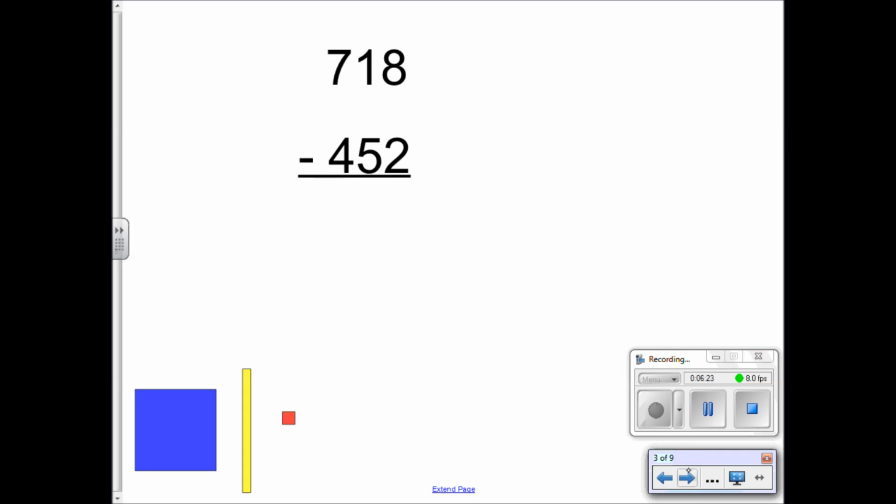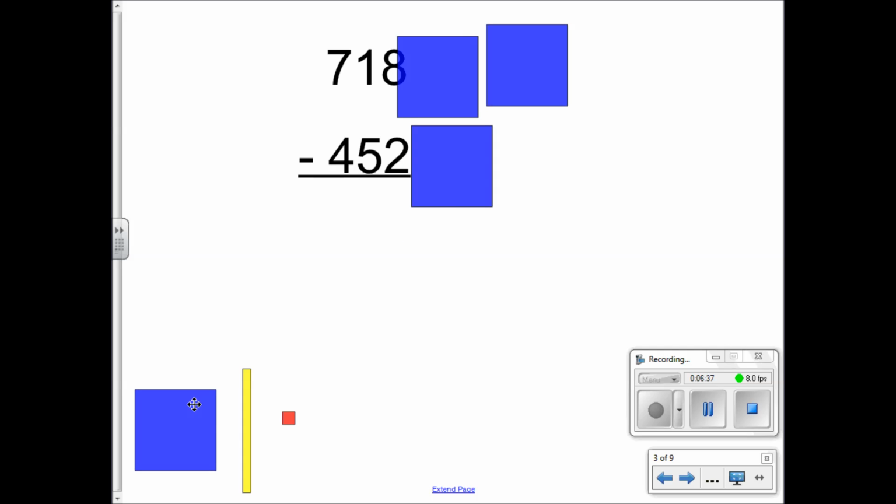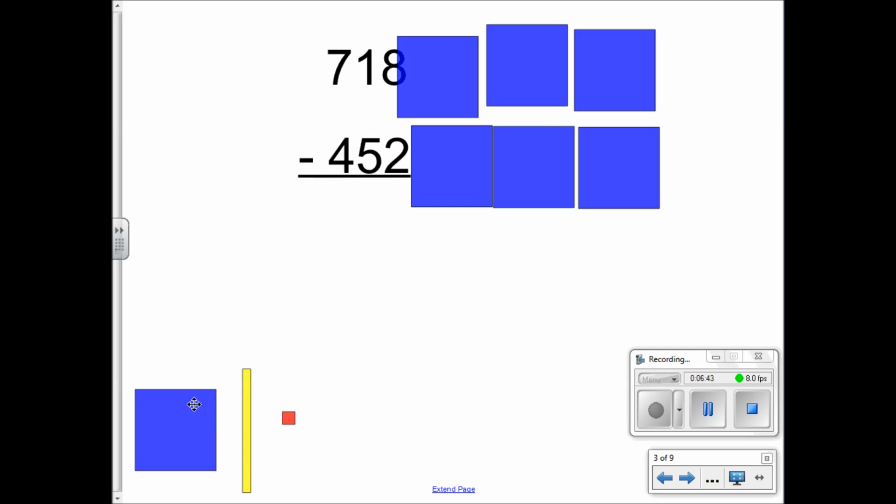I want to do this one real quickly just because I want to show you it has a different type of regrouping. We have 718 minus 452. I'm going to go ahead and get my 700s. I decompose it so I can get 700s, 110, and I'm going to get 8 ones.